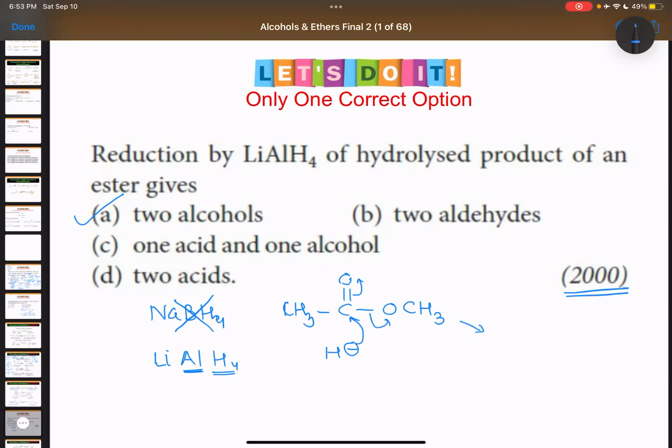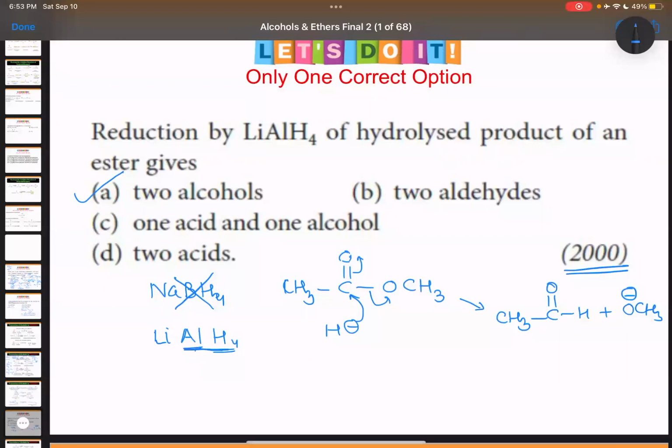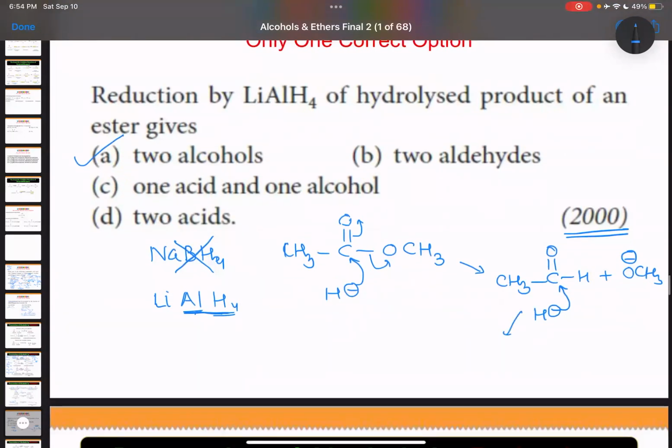So the first step gives CH3CHO and OCH3 minus. But LiAlH4 has more hydrogens. It is not just having one hydrogen, so it reduces this aldehyde again until all the double bonds are reduced. So CH3CH2O minus will form, and when in the last step we put water, we get CH3CH2OH and CH3OH.